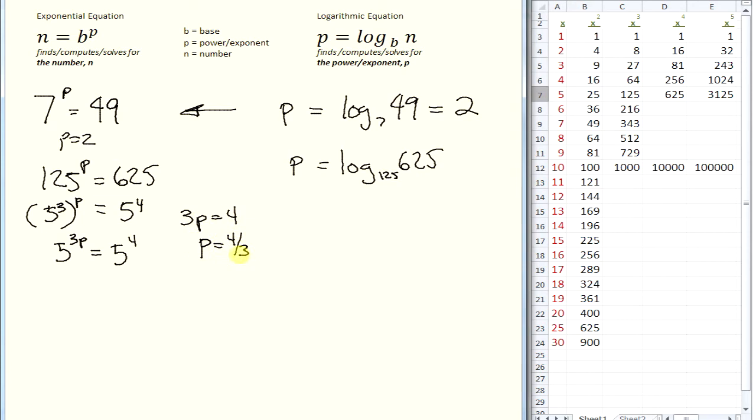So if I'm trying to figure out what the log of 625 to base 25 is, there's my work on the left, and I've just realized that my answer is 4/3.